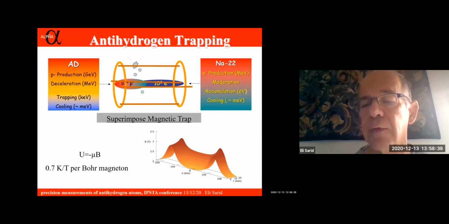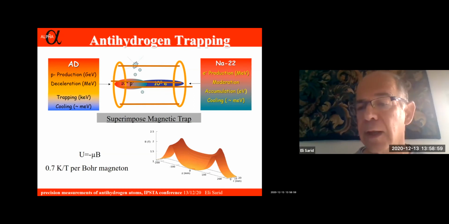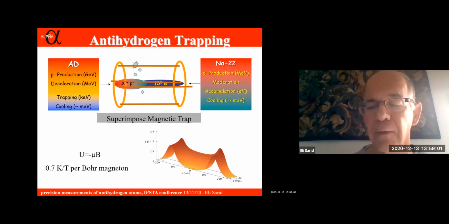Non-homogeneous magnetic field interacts with the magnetic dipole of the atom. And then the trap that you see here in this figure is very shallow. For every 1 Tesla field difference that we apply between the center of the trap and the wall, we get less than 1 Kelvin of depth for the potential well. So unless the atoms are colder than 1 Kelvin, they will not be trapped.